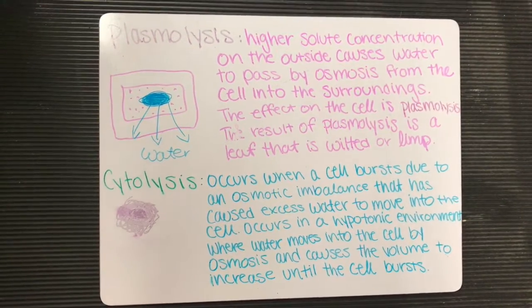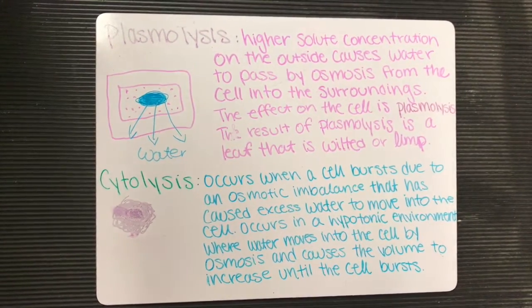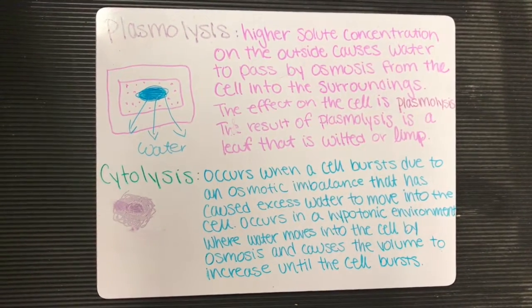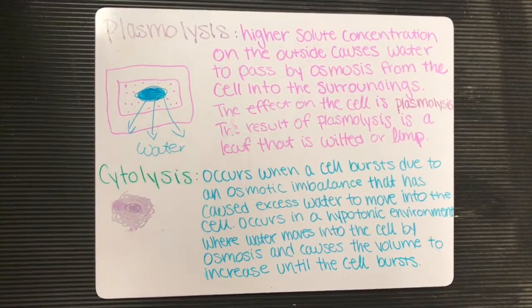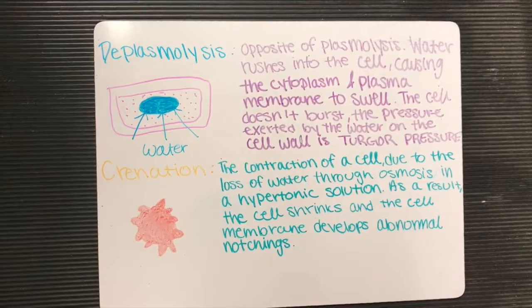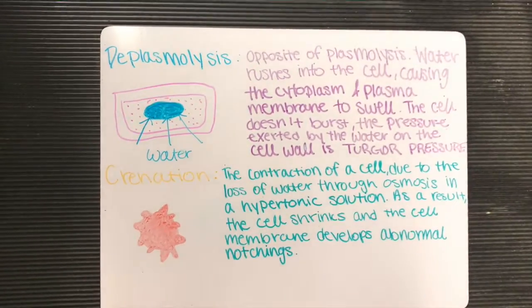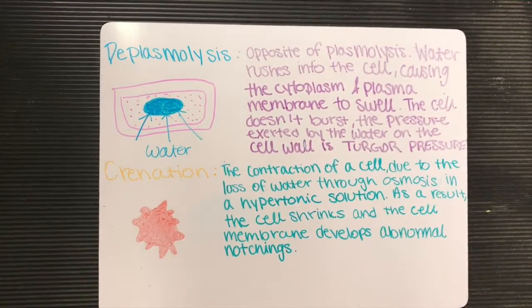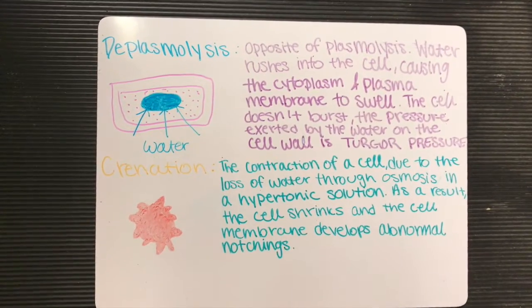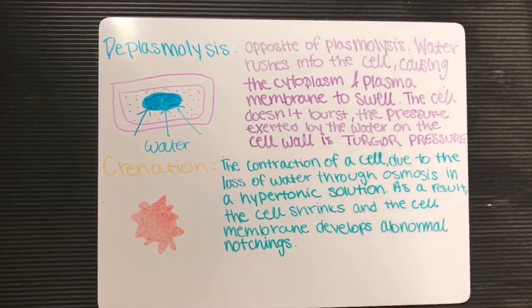Cytolysis occurs when a cell bursts due to an osmotic imbalance that has caused excess water to move into the cell. It occurs in a hypotonic environment where water moves into the cell by osmosis and causes the volume to increase until the cell bursts. Deplasmolysis. The opposite of plasmolysis. Water rushes into the cell, causing the cytoplasm and plasma membrane to swell. The cell doesn't burst. The pressure exerted by the water on the cell wall is turgor pressure.